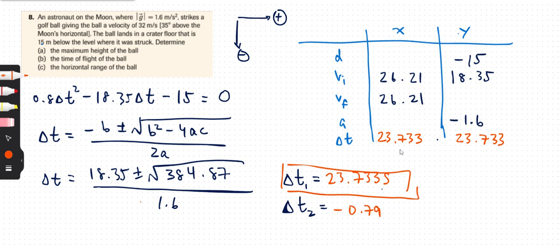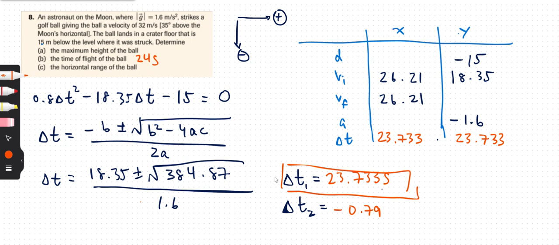So this is your answer, 23.733 seconds for B. And if you want to round it to the correct number of sig figs, that's 2 sig figs, because in the question, 1.6 and 32, you want to round it to the lowest number of sig figs, but they both have 2. So if you do want to round it to the correct number, it would be 24 seconds.